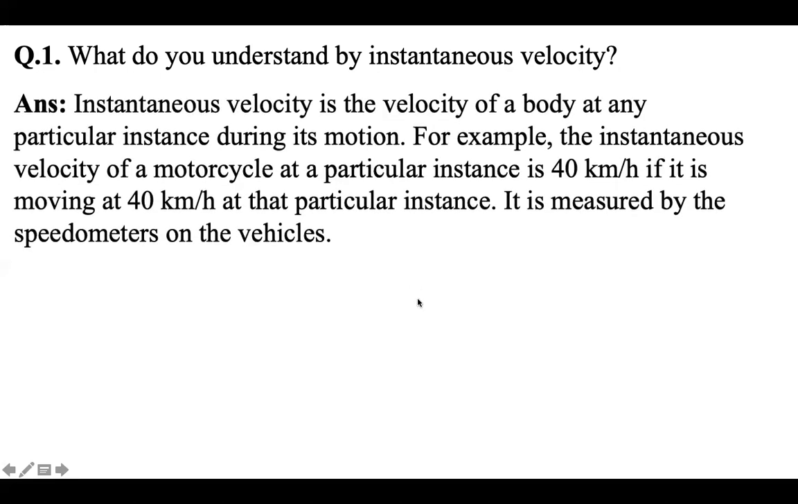So you can see instantaneous velocity is the velocity of a body at any particular instant during its motion. For example, the instantaneous velocity of a motorcycle at a particular instance is 40 km per hour if it is moving at 40 km per hour at that instant. Now it is measured by speedometers on the vehicle. Speedometer क्या बताता है? उस समय का instantaneous velocity बताता है, उस instant का velocity बताता है जिस समय आप उसको देख रहे हो. ठीक है?